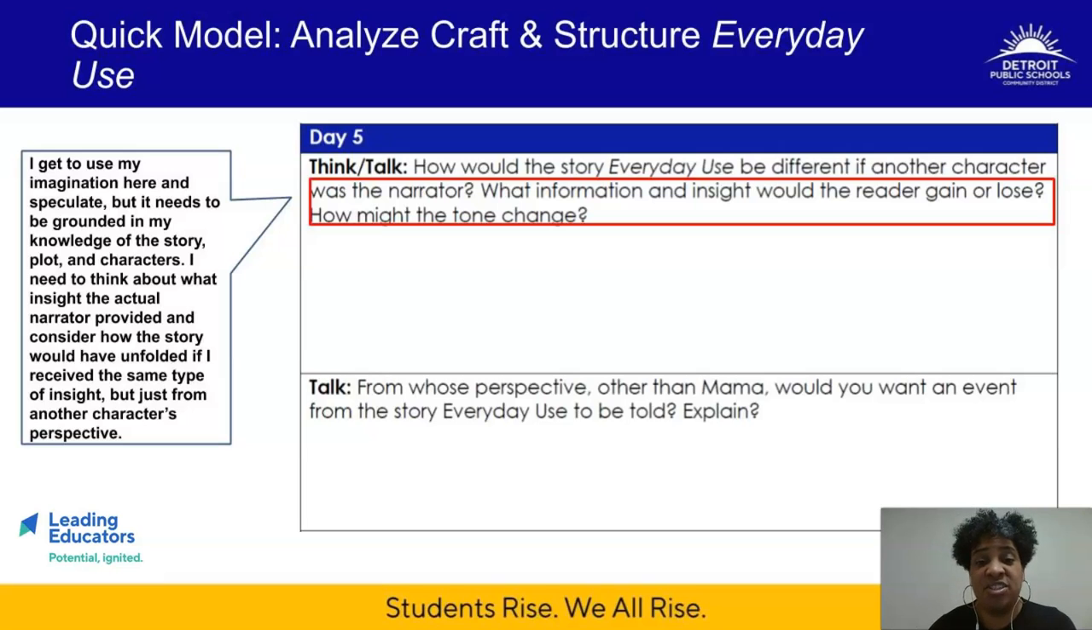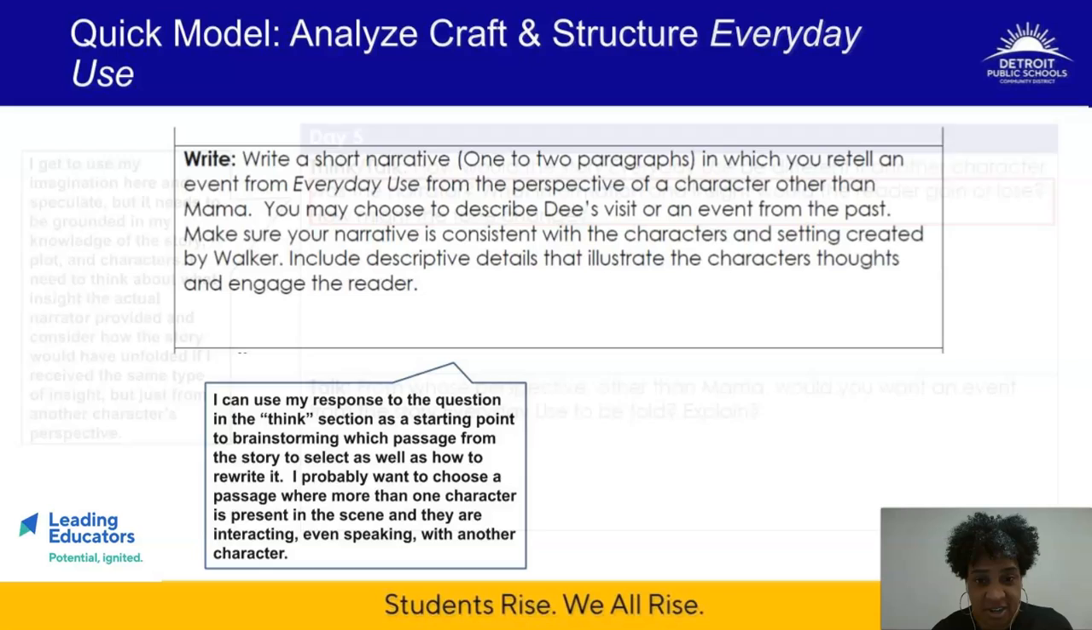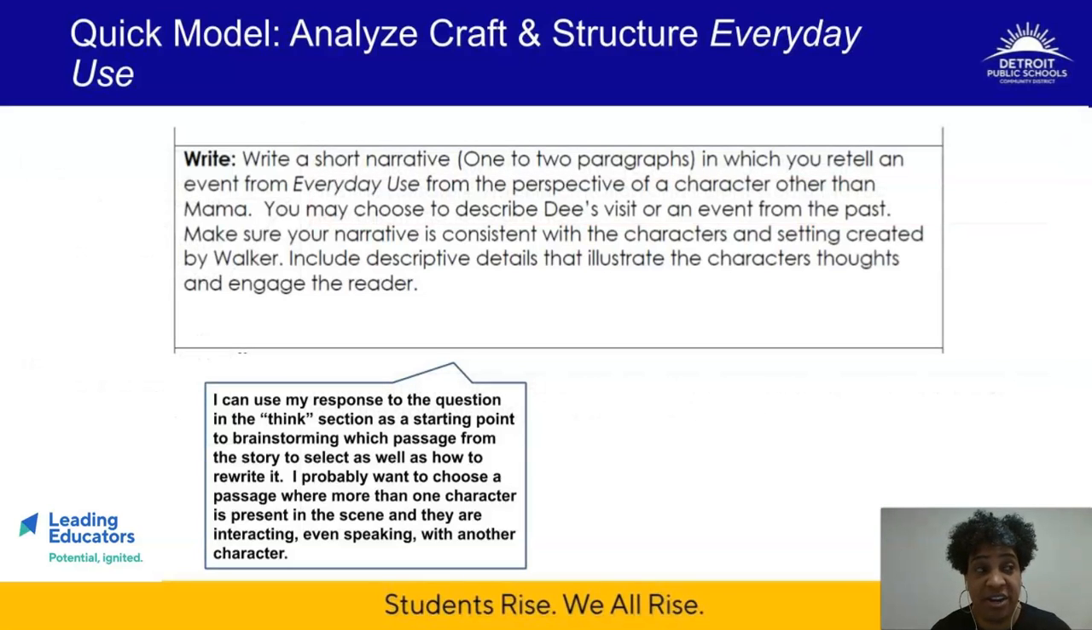As you move on to the write section, the other thing I really want you to hone in on is that it's going to be a short narrative, 1 to 2 paragraphs. You're going to retell an event from "Everyday Use" from the perspective of a character other than Mama. You can choose to describe Dee's visit or an event from the past. Just make sure your narrative is consistent with the characters and setting created by Walker. Again, using your imagination, but not losing sight of the overall integrity of the story.